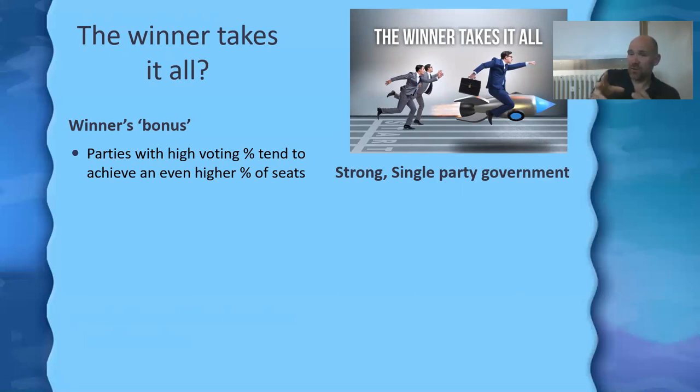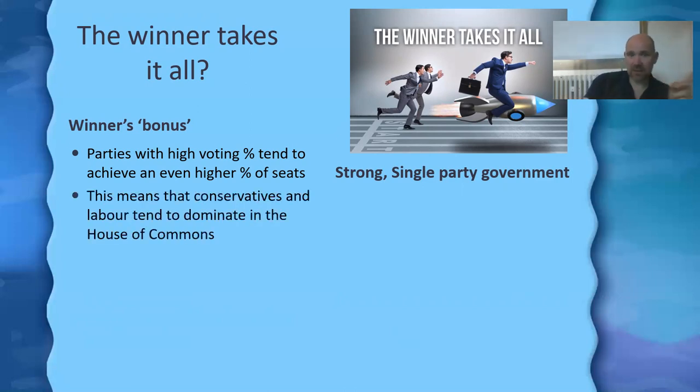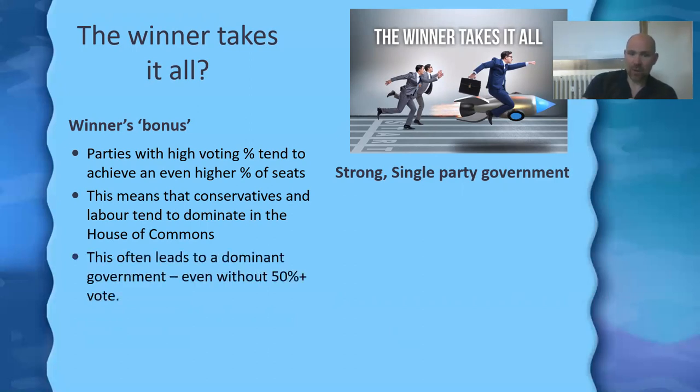They got 45% of the vote, which is a high vote percentage, but they ended up with about 80% of the seats. First past the post did that because of the way plurality works. This means that the Conservatives and Labour tend to dominate in the House of Commons because those two parties get the highest percentages. First past the post through pluralities tends to mean that they win more seats than the other parties, and so it means that they absolutely dominate.